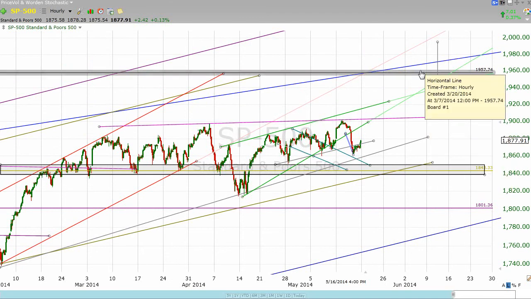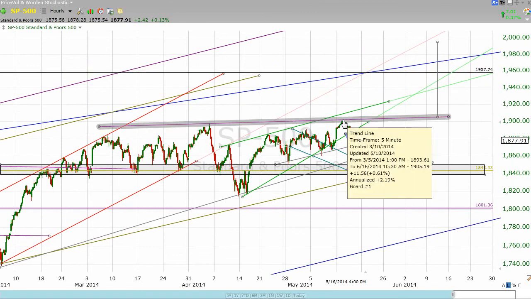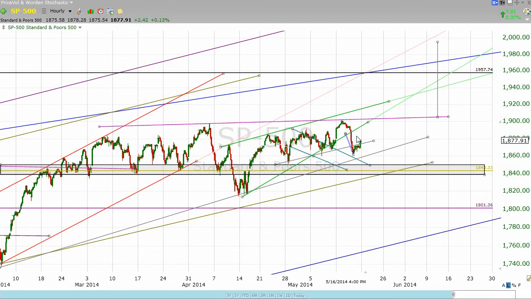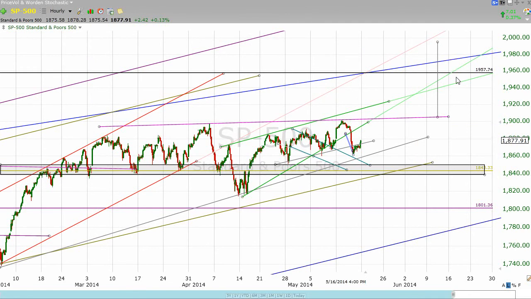So this 1957 target, based upon where we saw the high in this past week, I believe changes this overall picture to where if we get over this line, we have a more aggressive target.